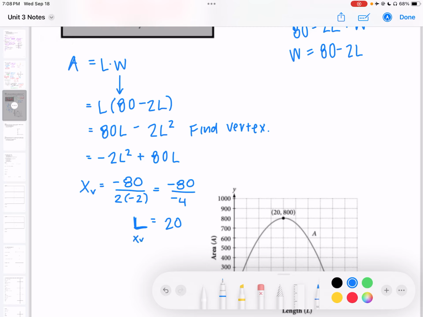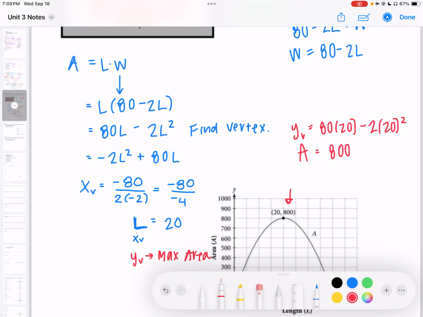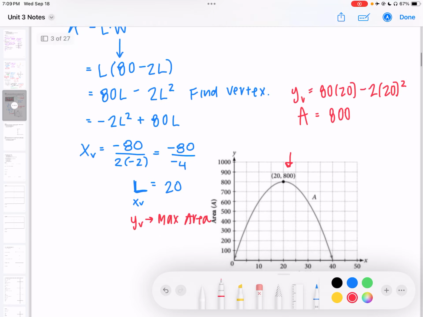So this is xv. If we're interested in finding yv, that's going to be our maximized area. Notice that when you plug it in, you get 800. So let's plug in 20: 80 times 20 minus 2 times 20 squared is going to be 800. And that's going to be your area. So to maximize your area, you want to use a length of 20. I forgot the units.